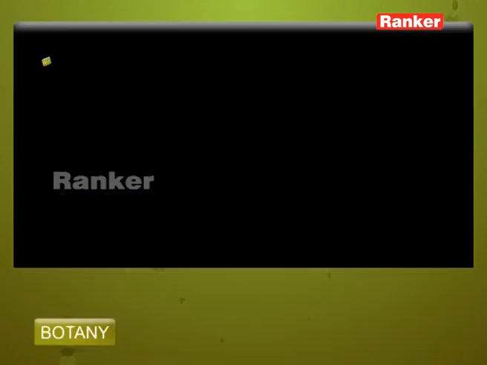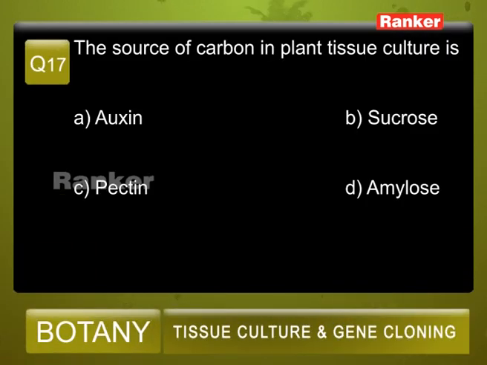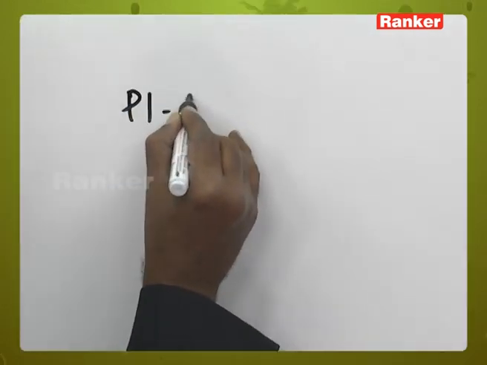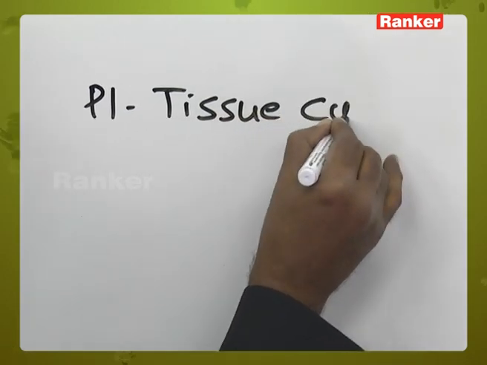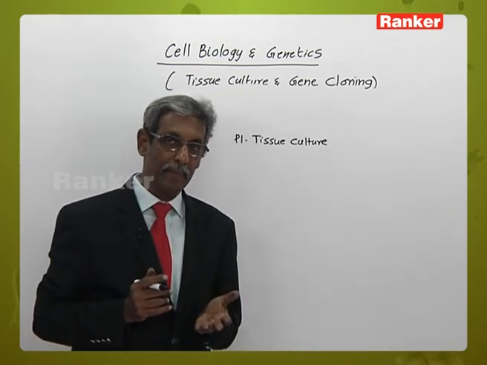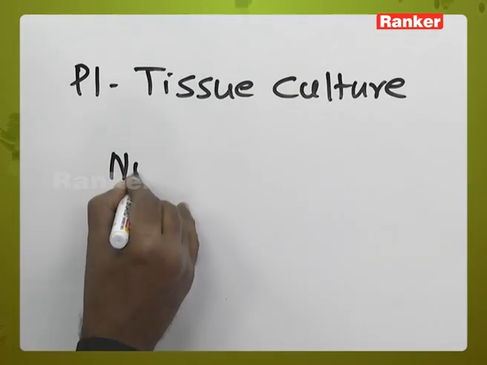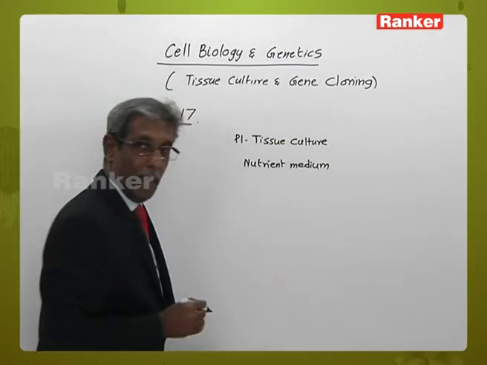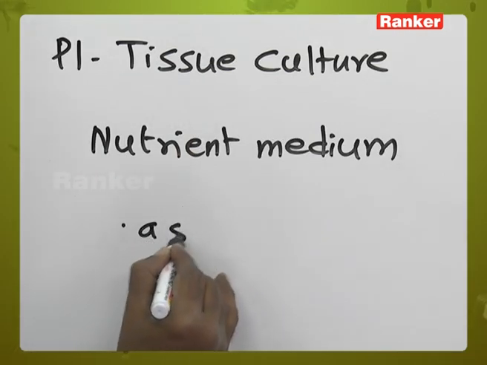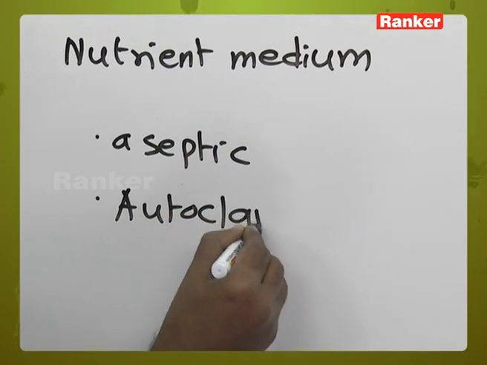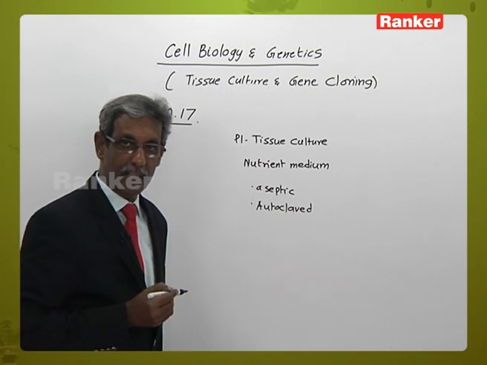Question number 17. The source of carbon in plant tissue culture is A. Auxin, B. Sucrose, C. Pectin, D. Amylose. Whenever we take plant tissue culture, all plant tissues primarily require a medium, and the medium is termed a nutrient medium. And the nutrient medium needs to be aseptic and it should be autoclaved. That is, it should be subjected to very high temperatures so that it becomes very sterile.